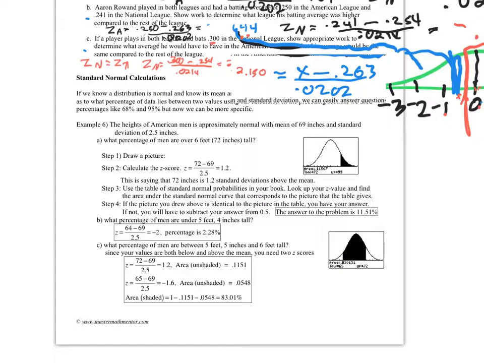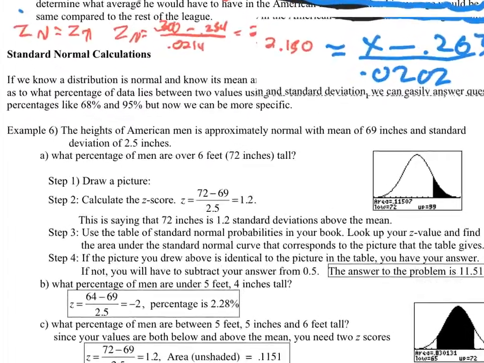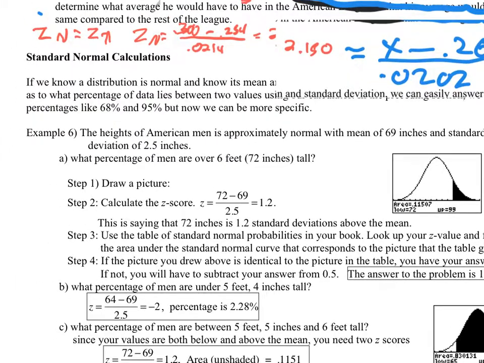We are starting the standard normal calculations. The first paragraph talks about if we know that the distribution is normal or close enough to normal, and we know what the mean is. In this case, the mean is mu. And we can always calculate the percentage of data between two values. Well, we've already done that with the empirical rule, haven't we? Now we're going to do it looking at the z-scores by hand.